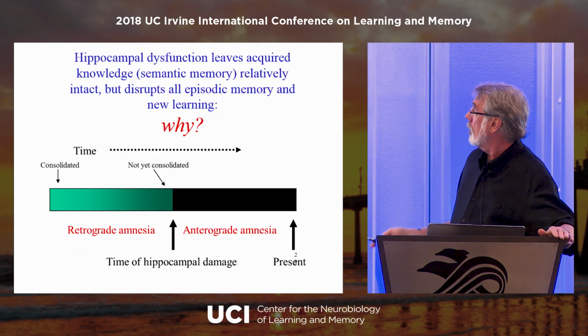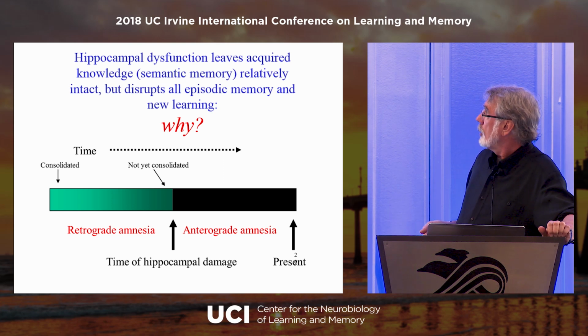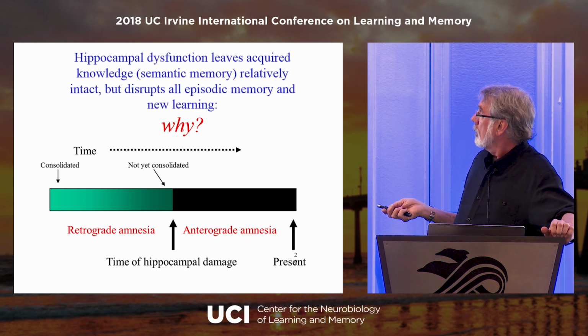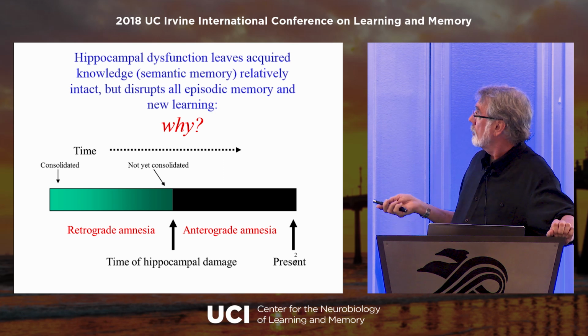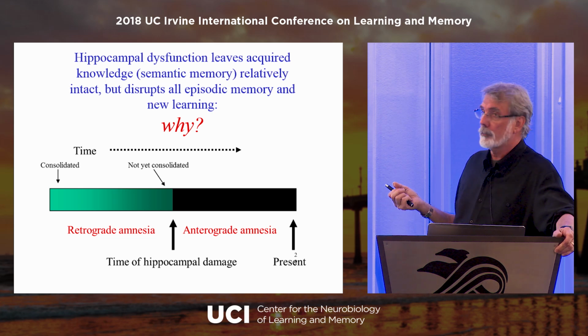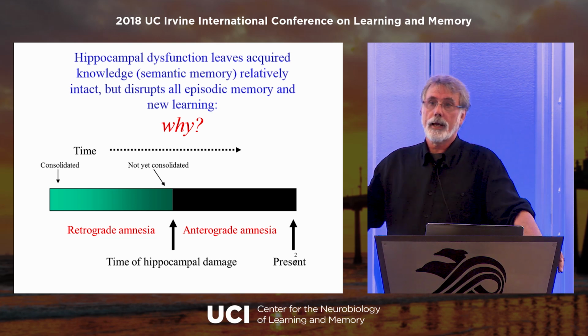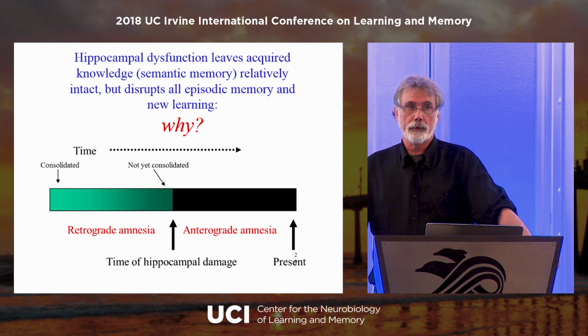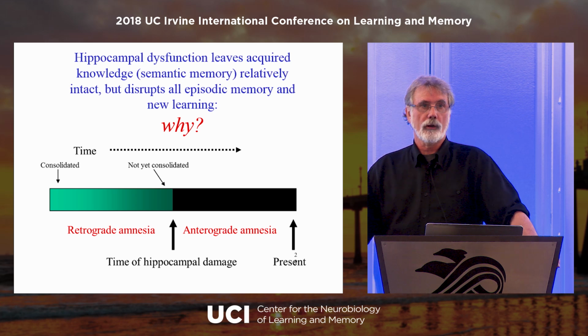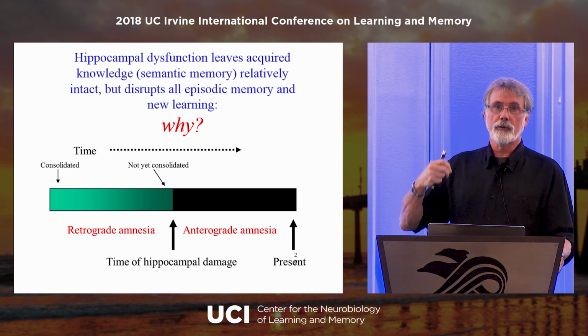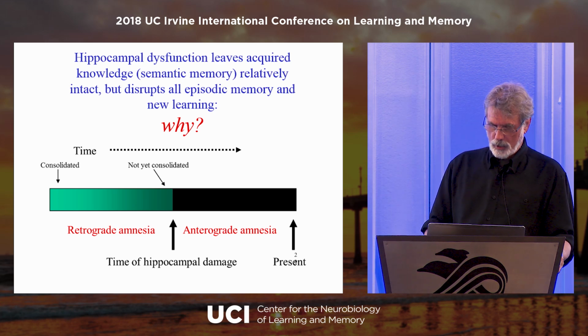So here is now the modern notion of what is involved when you take out the hippocampus. It leaves semantic memory relatively intact, but it disrupts all new episodic memory and all new category formation and semantic learning. Why? Because the episodes are the raw material of the semantic knowledge. They're the statistical samples of the world from which this categorical structure is going to be created.